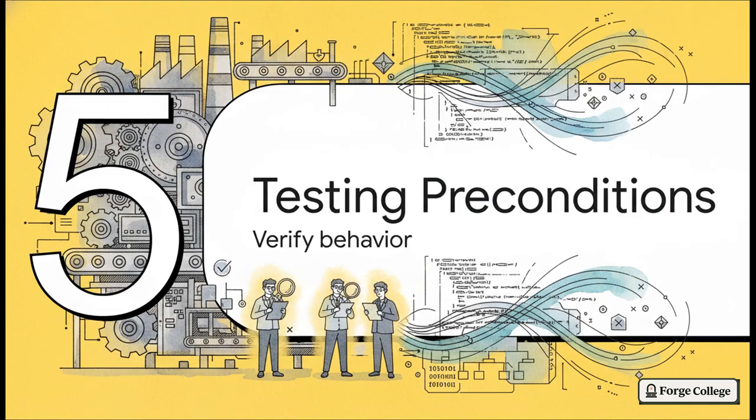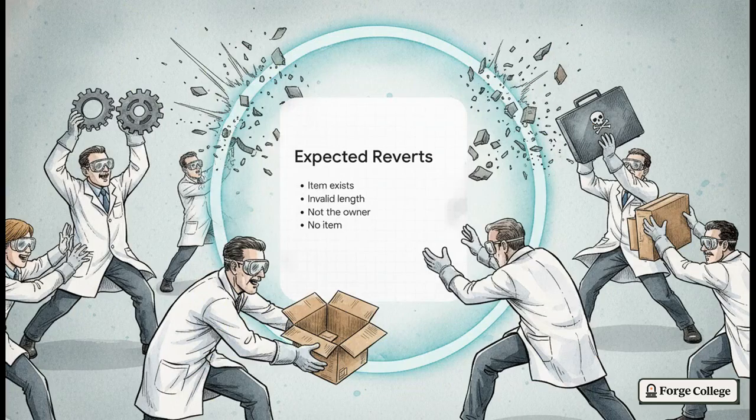Section 5. Testing preconditions. Verify behavior. Look, a factory isn't finished until the quality assurance inspectors come through. We absolutely need to run specific manual checks and automated hard hat tests to ensure our bouncers are actually kicking out the rule breakers. We try to add a duplicate item to trigger an item already exists revert. We pass an empty string to trigger invalid name length. We try to delete an item from a random account to trigger not the owner. The point is, we anticipate exactly how our contract should fail.